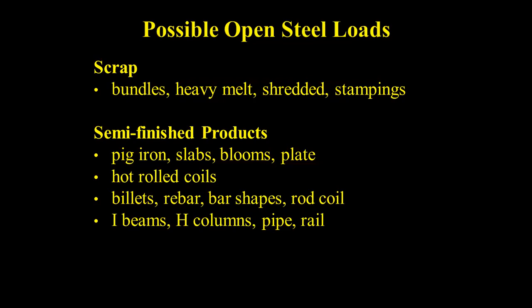But there's a lot of semi-finished products as well. Pig iron from the blast furnace, semi-finished steel such as slabs, blooms, plate, hot rolled coils, and different shapes, billets, rebar, bar shapes, rod coil, and even I-beams, H-columns, pipe, and rail. So there's a lot of different possibilities, one of which might work well on your layout.